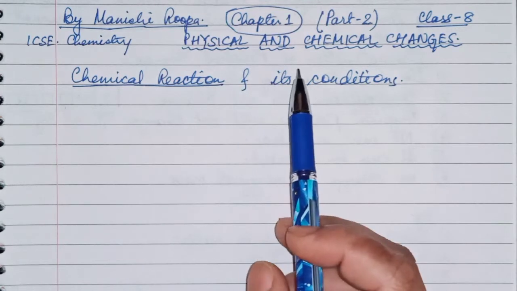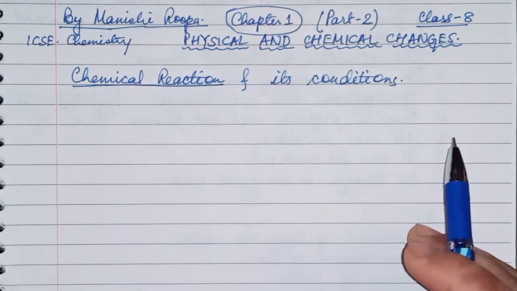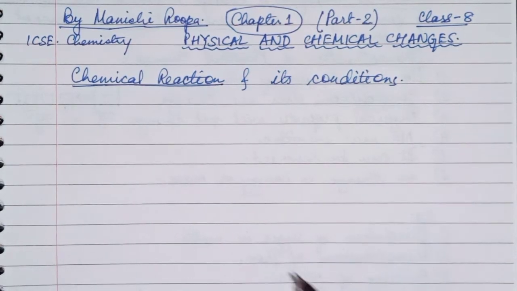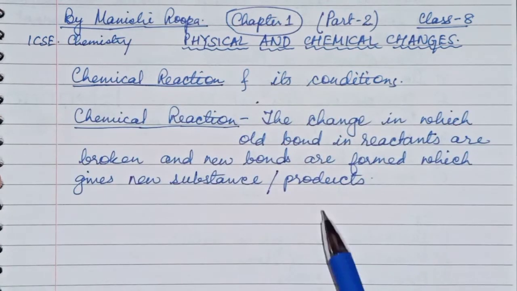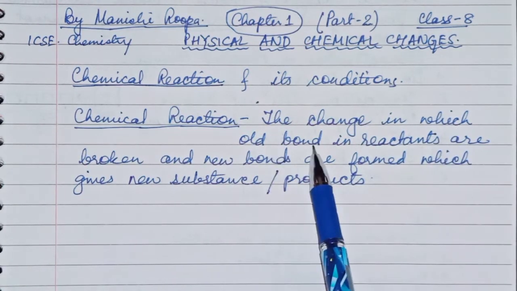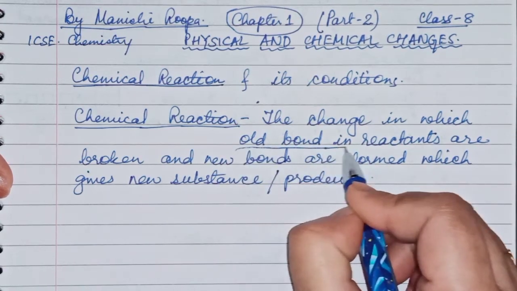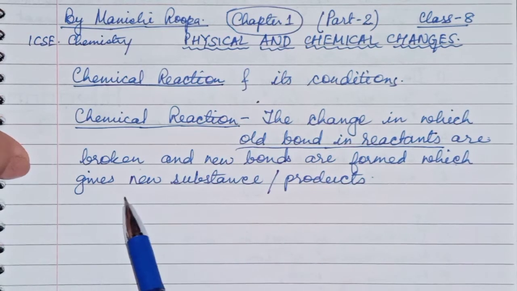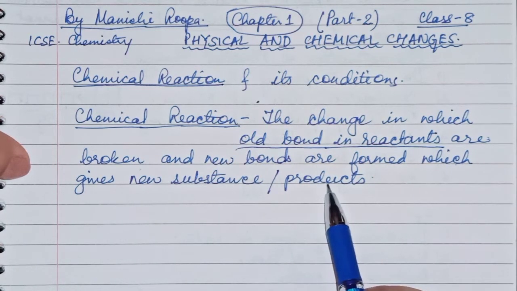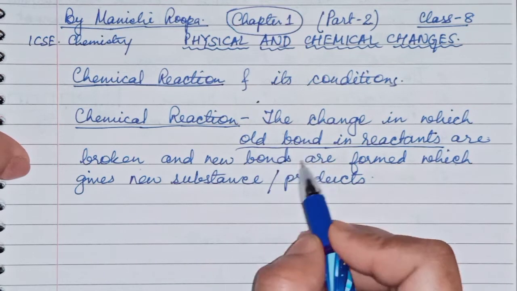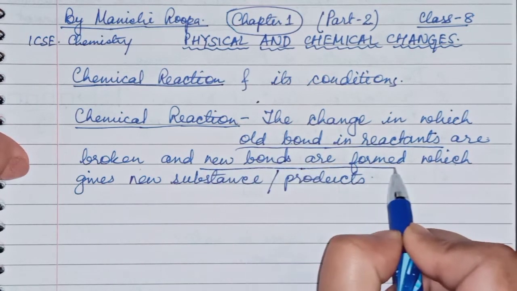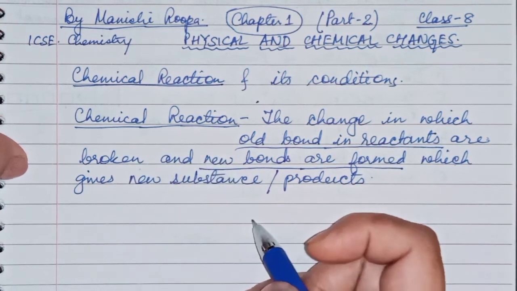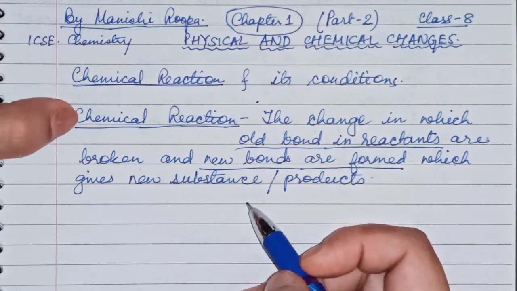In a chemical reaction, there is formation of new bonds and breaking down of old bonds. The change in which old bonds, that is of reactants, are broken and new bonds are formed, which gives a new substance or product, this process or this change is called a chemical reaction. Now let's take some examples to make this clear.